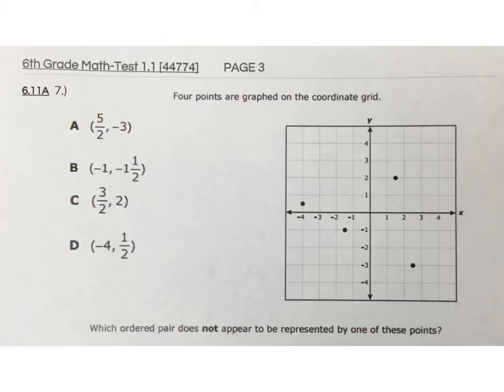Question number 7 goes with TEK 6.11a. 4 points are graphed on the coordinate grid. Which ordered pair does not appear to be represented by one of these points? Is it A, 5 over 2, comma, -3, B, -1, comma, -1 and 1/2, C, 3 over 2, comma, 2, or D, negative 4, comma, 1/2.